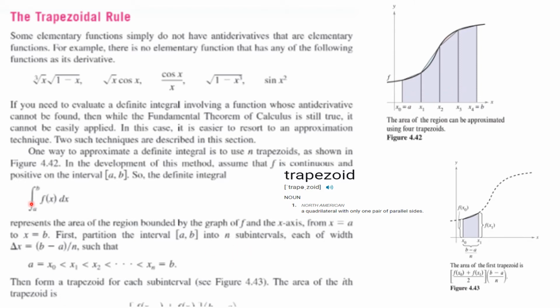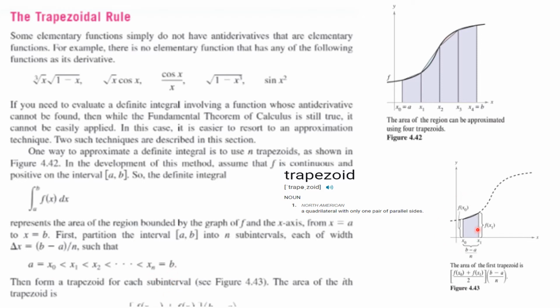What we're going to do is again divide into equal subintervals the integral from a to b of f of x dx. We take delta x to be b minus a over n, with equal subintervals to build trapezoids, such that a is equal to x0, and we go all the way up to xn, where n can be as many as we want, and this is equal to b.